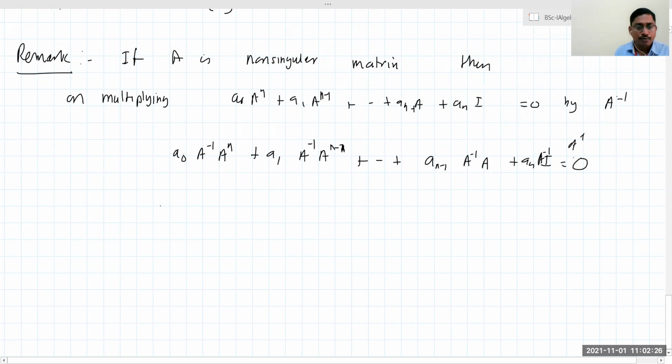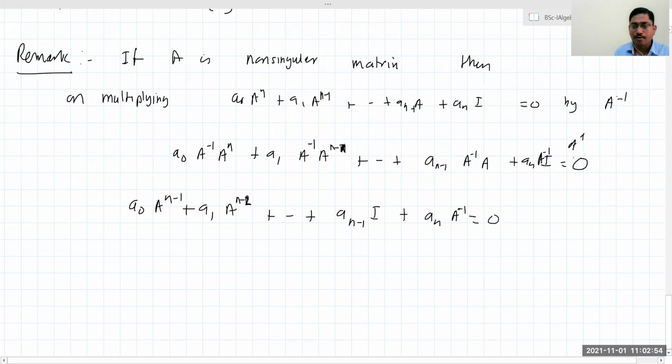Okay, so what do you get? A naught a raised to n, a1 a raised to n minus, sorry, here you get n minus 1, here you get n minus 2, because of the law of indices, minus 1 plus n is n minus 1, minus 1 from n minus 1 is n minus 2, and so on. What is a inverse into a? It is identity matrix. Next, an a inverse.